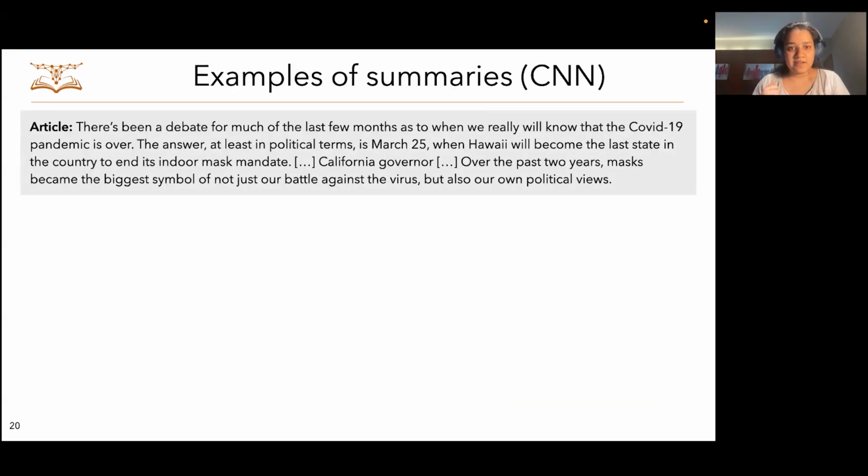Okay, let's look at another example, which is from the CNN dataset this time. I'm going to quickly go over the example. The article was just talking about what it means in political terms for COVID to be declared over. And it talked about a bunch of things. It talked about Hawaii ending its mask mandate, to California governor's comments, and so on and so forth.